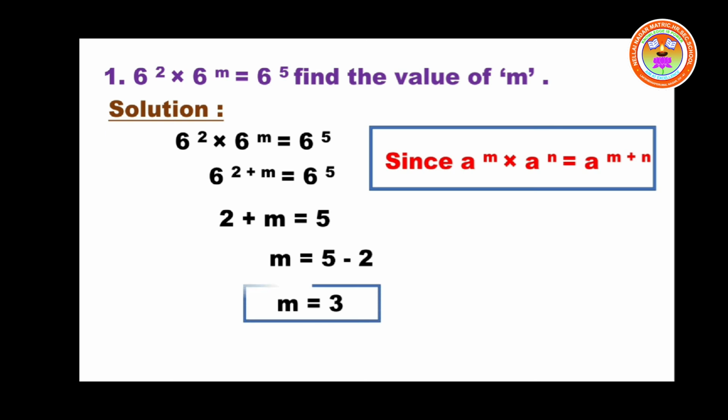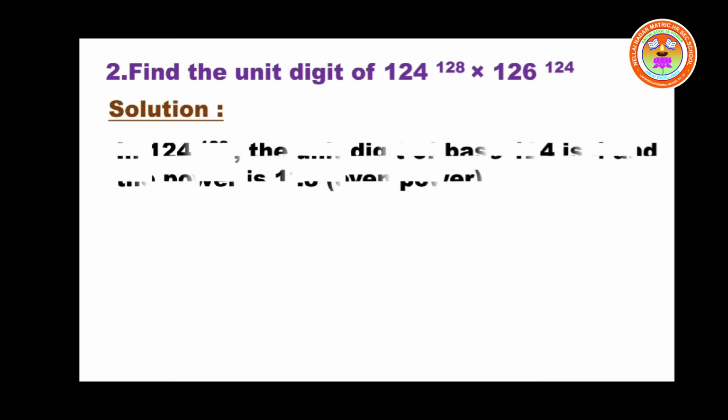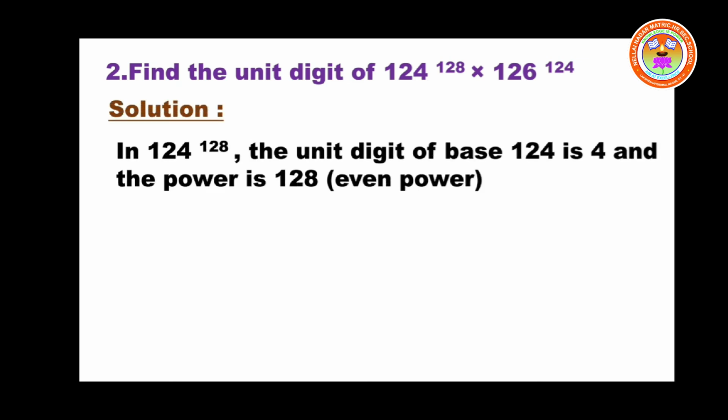Okay. Now, let us move on to problem number 2. Find the unit digit of 124 power 128 into 126 power 124. We want to find the unit digit of the given numbers. Solution. In 124 power 128, the unit digit of base 124 is 4. What is the base you have? 124. What is the power you have? 128. So 128 is the even power. And in 124, which is the unit digit now? 4 is the unit digit. Okay, that's what is given here.